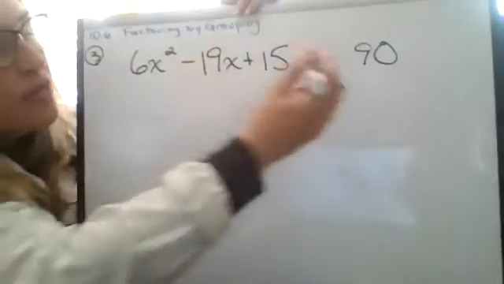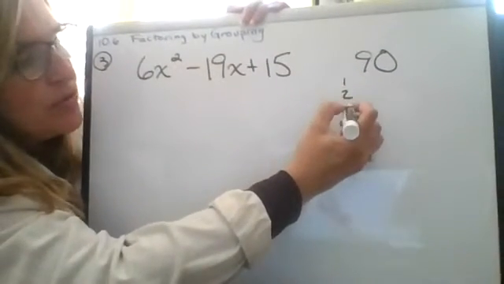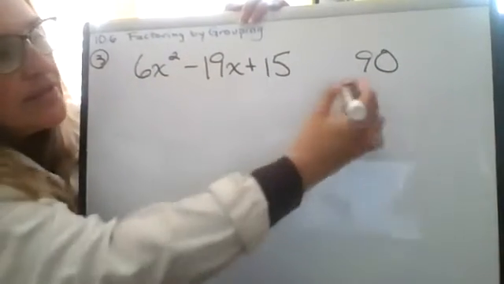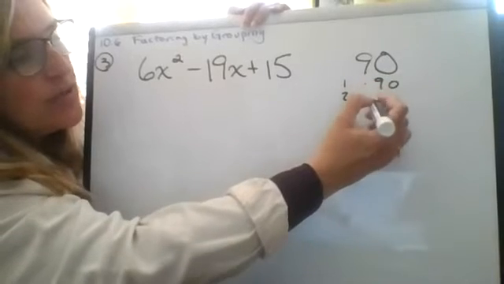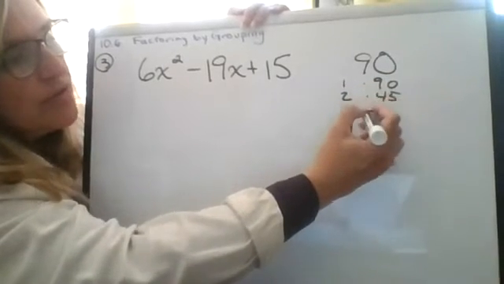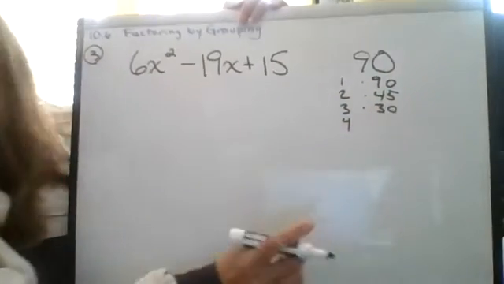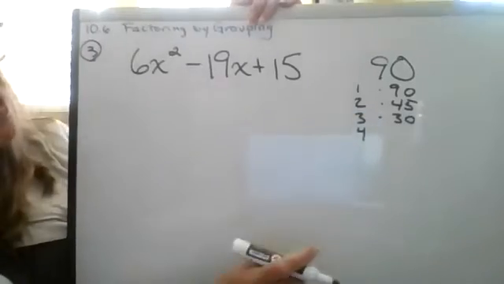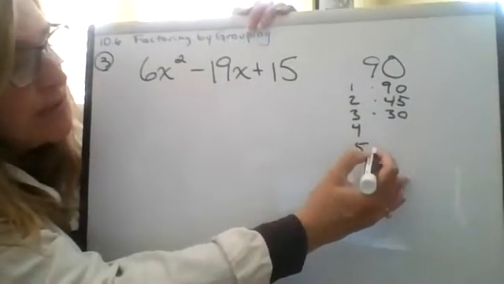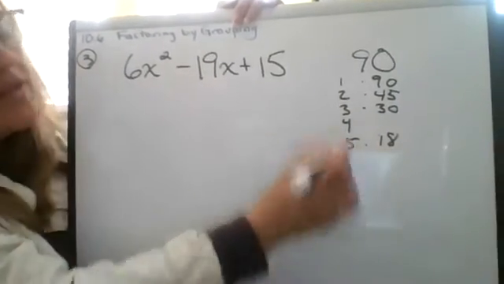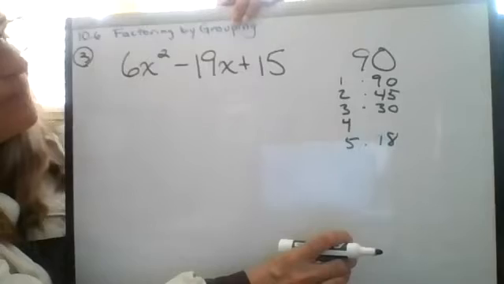I can start with my counting numbers 1, 2, 3 and go down. I'd say 1 times 90, 2 times 45, 3 times 30, 4 times, and I could keep going. 4 doesn't go in, but 5 will go in. 5 will go in 18 times. Now I can keep doing this, okay?